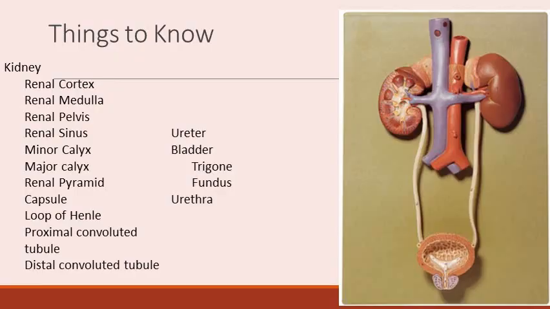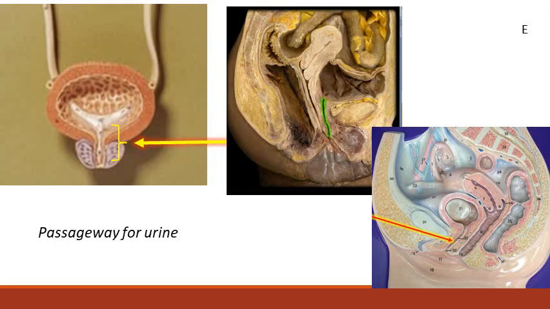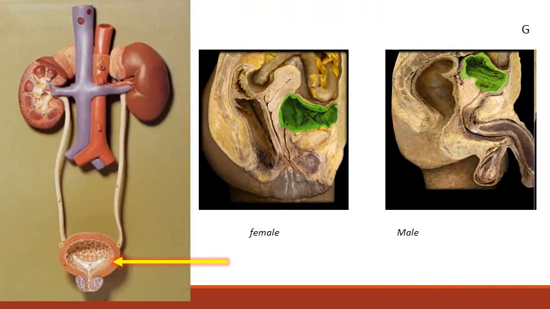Alright, so the things you need to know for the urinary system are here. All these different components of the kidney, the ureters, bladder, and portions of the bladder and the urethra. Alright, so here we have the urethra here. Okay, you can see that right here on this structure. This is the female urethra. The female urethra is shorter than the male's. You will see the male urethra when we look at the male reproductive section. So the urethra is a passageway for urine.